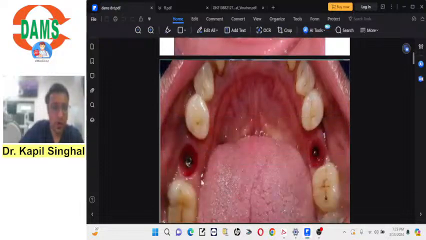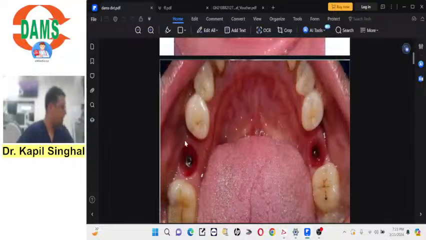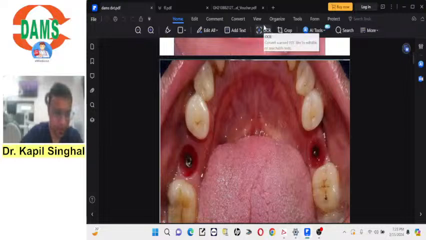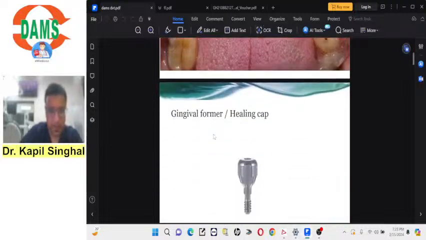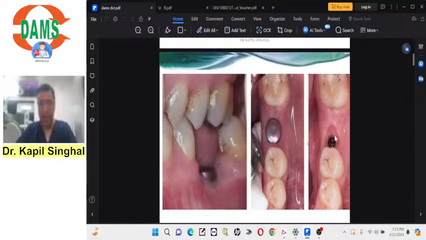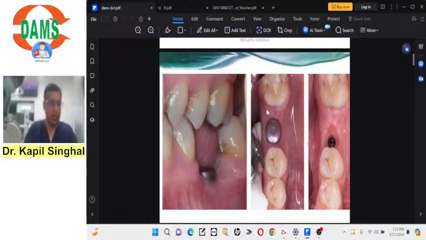They may ask you what is used to create this profile. Options could be healing cap, healing abutment. Okay, so the answer here would be healing cap, healing abutment, or a gingival former. So this is a healing cap, and it will help you to create the soft tissue emergence.